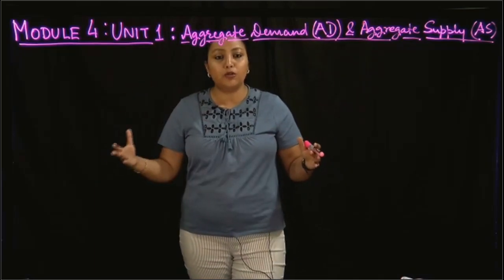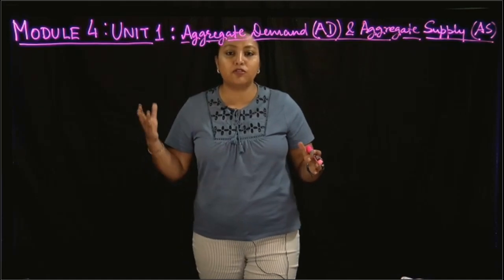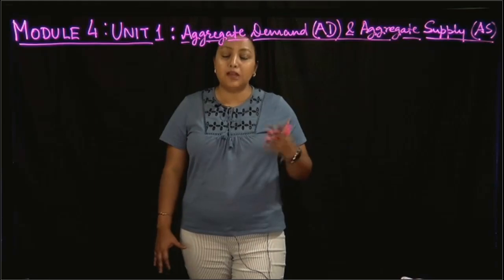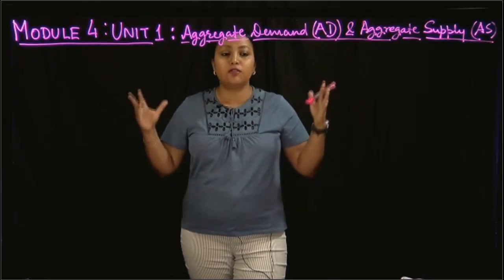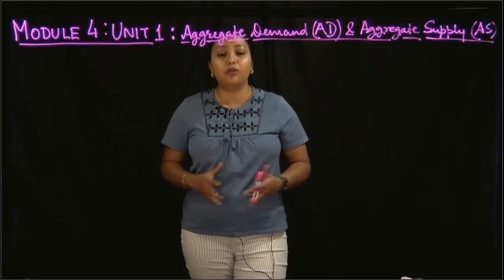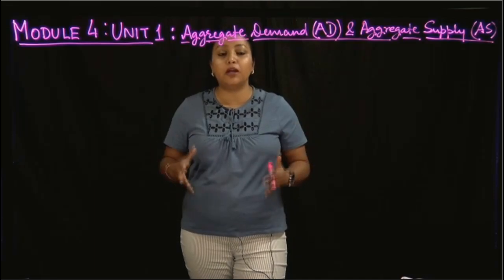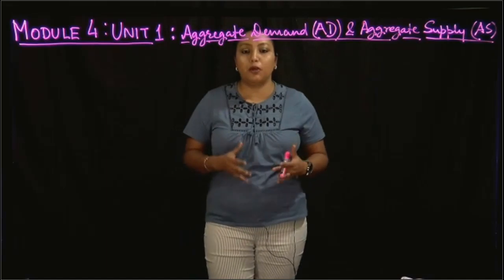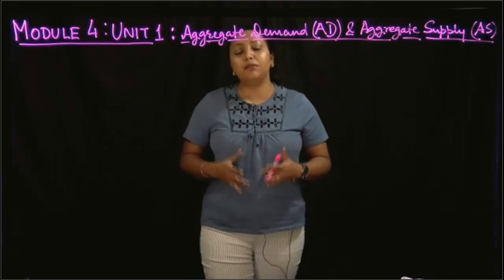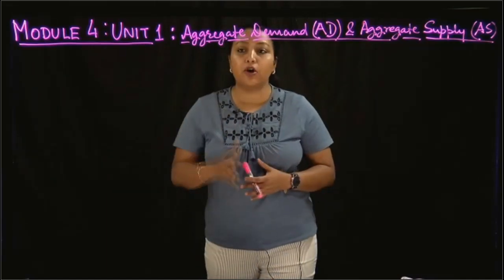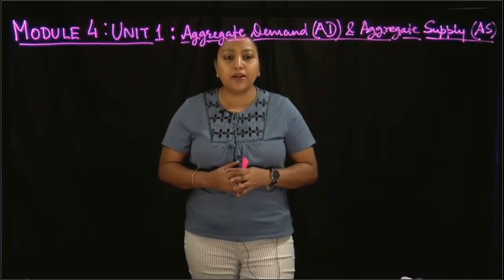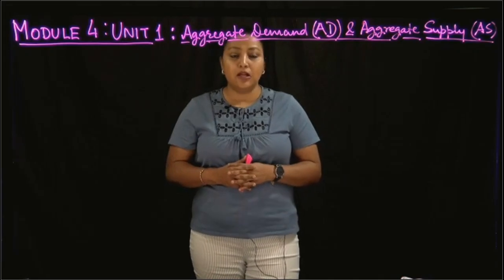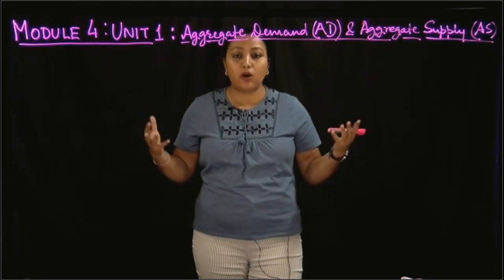In module 2 we were talking about demand and supply in the context of microeconomics. In module 4 we are going to talk about the same demand and supply but in the context of the macroeconomy, and then we are going to use this macroeconomic demand and supply model to understand the working of the macroeconomic policies. The demand and supply model in the context of the macroeconomy is known as the aggregate demand and aggregate supply model. Let's talk about the basic difference between micro and macro.